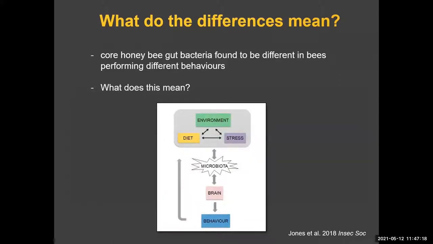So what do differences in the bacterial communities of bees performing different behaviours mean? Well, we know that things like the environment, diet and stress can affect the microbial community, and that there is a bidirectional relationship between the gut bacteria community and the brain, and that this in turn can affect the behaviour of the individuals. And then this feeds back into what sort of environment, what sort of diet and what sort of stress factors they are exposed to. So in this kind of feedback loop, this may be contributing to what sort of behaviours are performed by different workers in a honeybee colony.